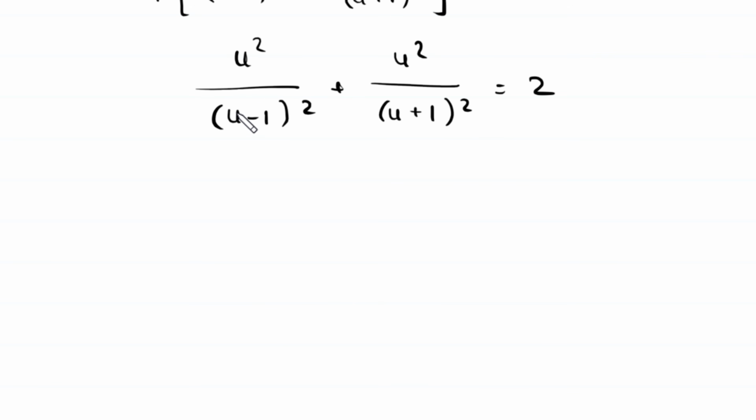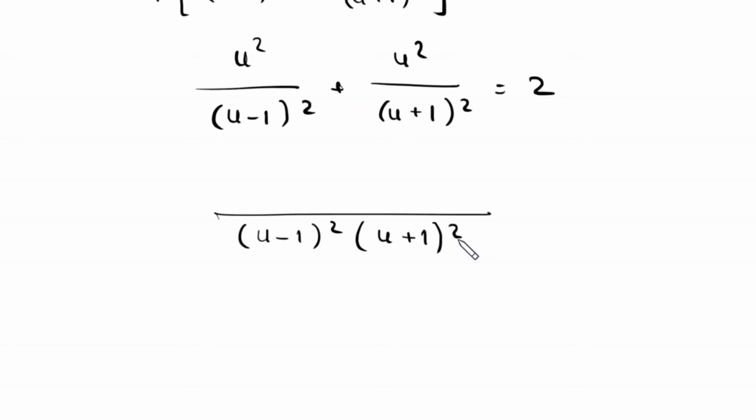Now we take LCM of these two denominators. The LCM is (u minus 1) whole squared times (u plus 1) whole squared. So u squared times (u plus 1) whole squared plus u squared times (u minus 1) whole squared, all equal to 2 times this LCM.